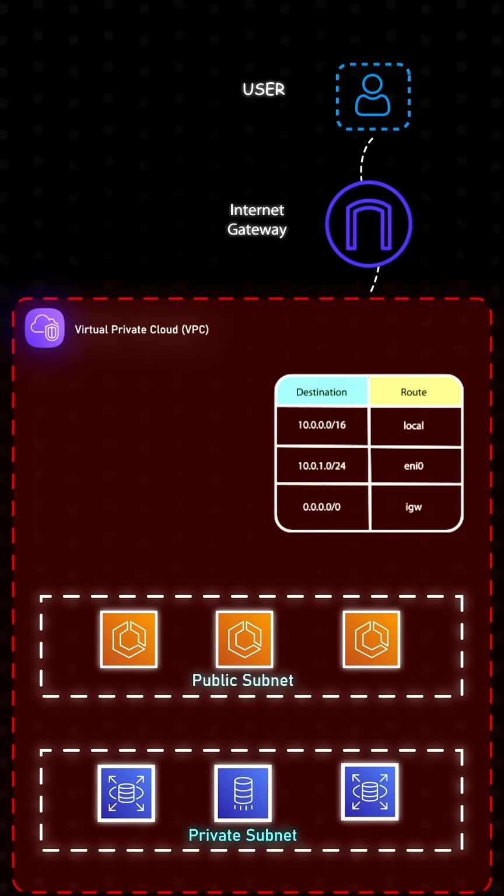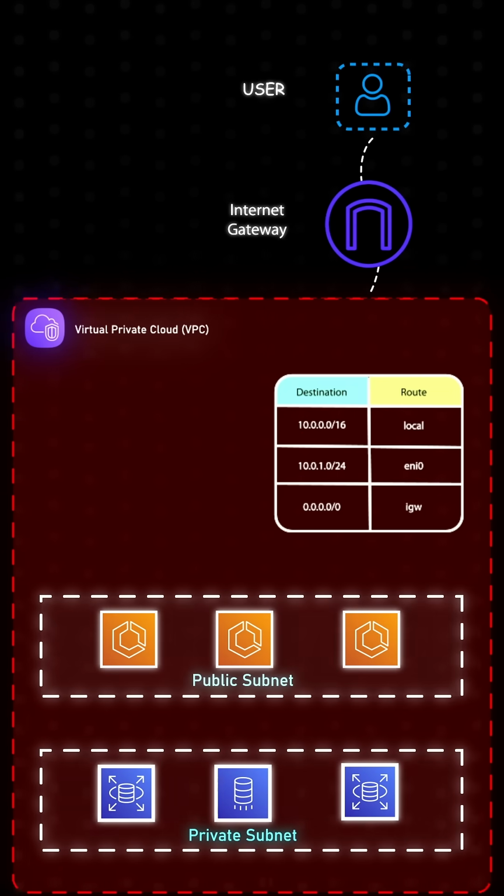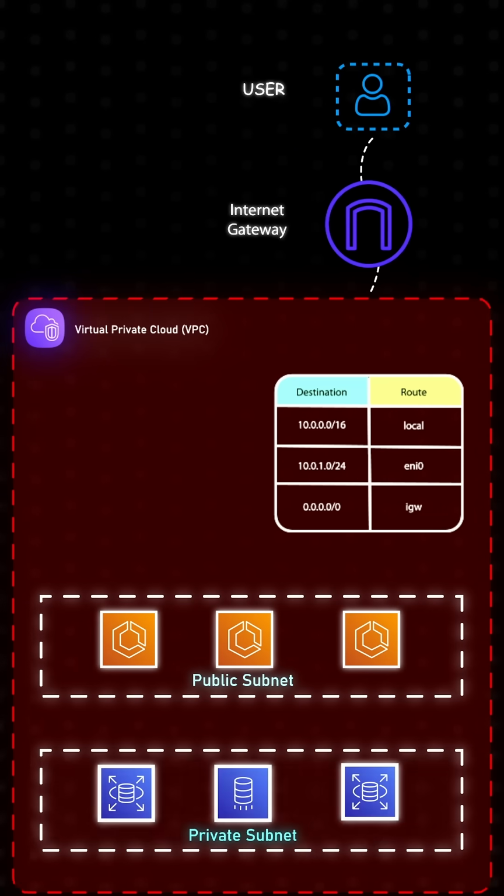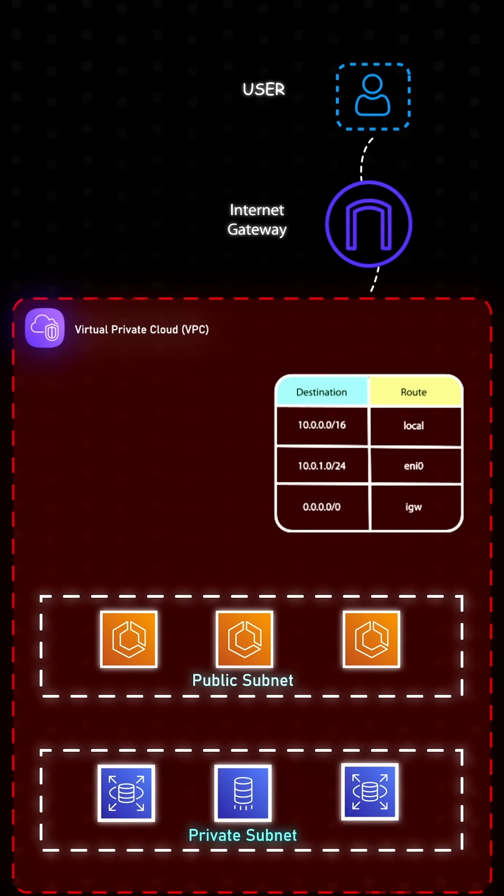Route tables then control traffic flow. Public subnets route to the internet gateway. Private subnets typically don't route to the internet gateway. Instead, they stay isolated. Now here's what most people miss.